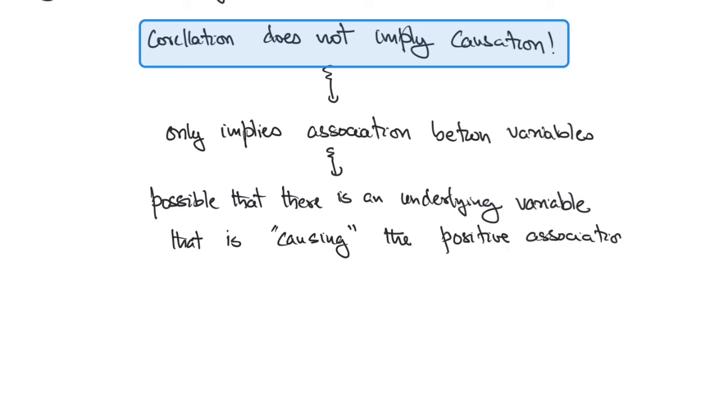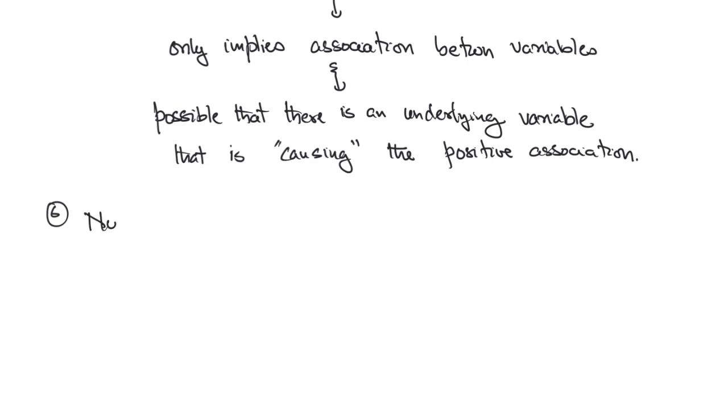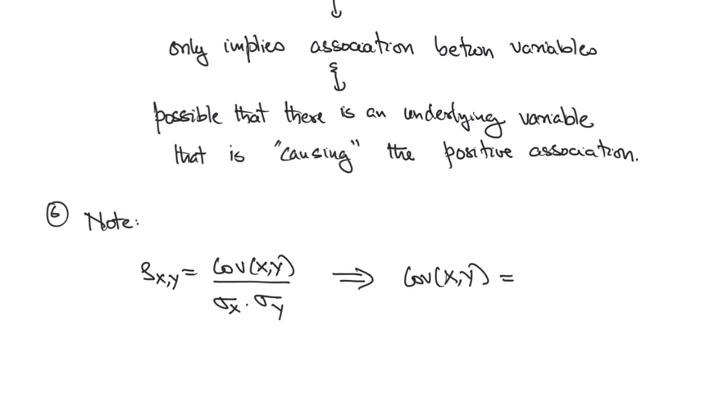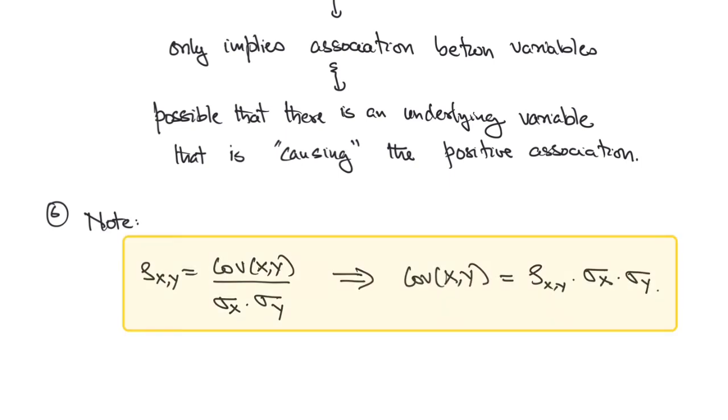Finally, note that the correlation coefficient equals covariance divided by the product of the standard deviations. We can rewrite this formula to get the covariance of x comma y to be equal to the correlation coefficient times the product of the two standard deviations. We finish up this video by talking about linear combinations of random variables.